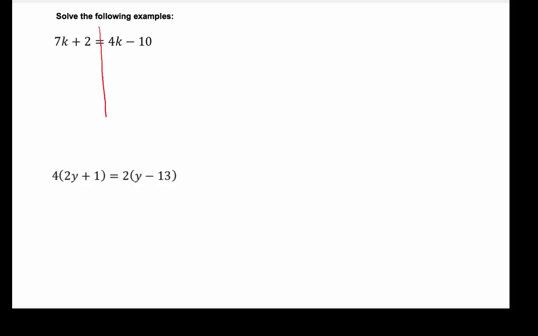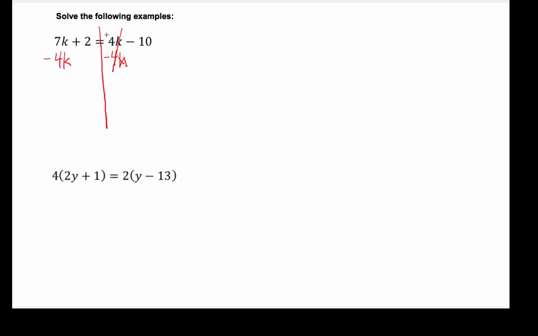So let me draw my line. I want to combine 4k with 7k. But since 4k is on the opposite side of the equation, I have to subtract it. It's positive on this side, so I have to subtract it to the other side. And since I'm working with k's, I'm going to write this 4k under the 7k, just so I keep my work nice and organized.